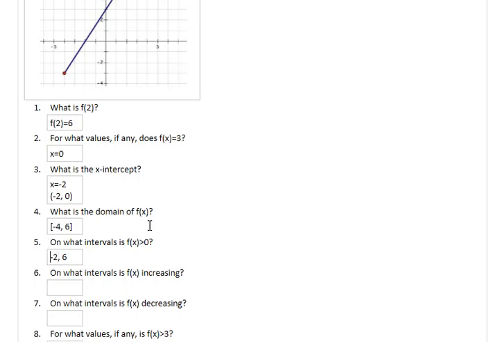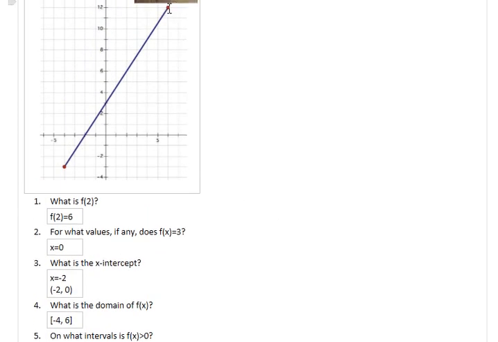Now here's where we need to be careful. It says strictly greater than 0, which means that we can't actually include -2. We would only include it if it said greater than or equal to 0. And then we include 6 because that one does indeed work. That one is most definitely greater than 0.